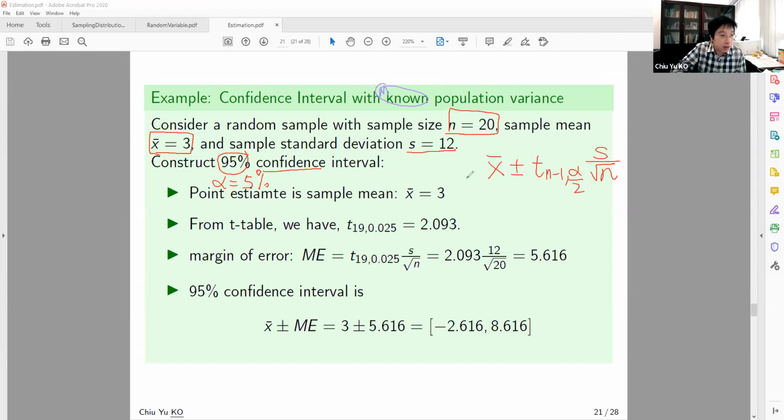There's a typo in the slide uploaded. It should be 19, not 15. 15 is not correct. You get this number, and we will show you how to get it immediately, but you plug it in here. The margin of error is this. S is 12, n is 20, so you get this number. Now we're going to show you why this is the number we want.